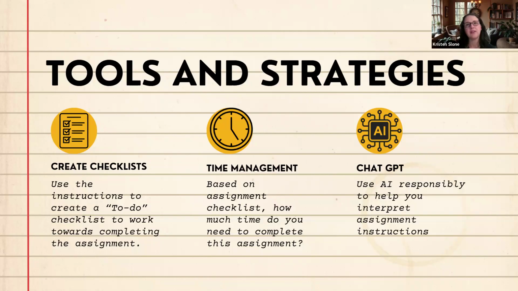And I'll talk briefly about ChatGPT. I know you're like, what? Did you just talk about AI and education? But using AI responsibly to help you interpret assignment instructions falls under the category of ethical uses of AI. I'm not going to get into that much more tonight, but we do have a workshop on ethical uses of AI coming down the pipeline, and I think it's going to be a good one. So stay tuned for that in the next few months.